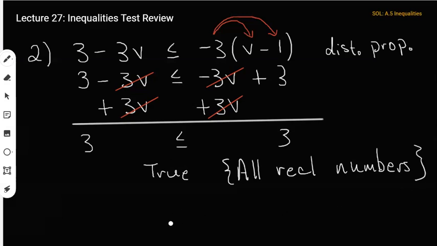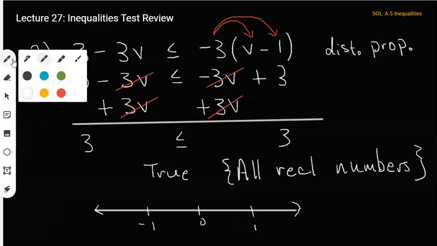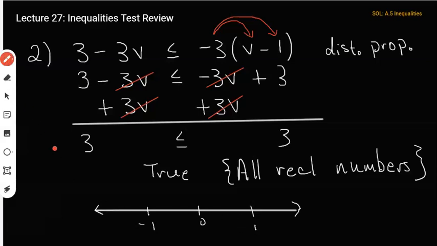Now, the way you can graph this is you can draw a number line. I'm going to put 0 in the middle, and then I'm going to put -1 to the left of it, +1 to the right. And then since it's all real numbers, I can shade the entire number line. So I shade the left arrow, the right arrow, and then everything in between.